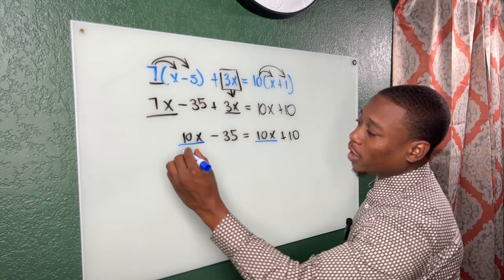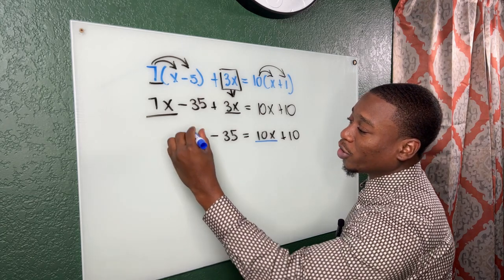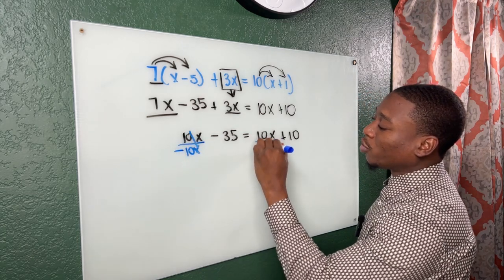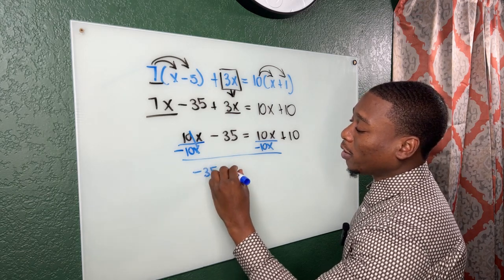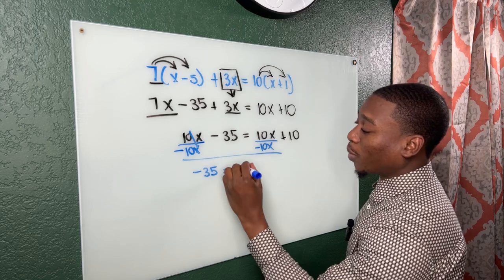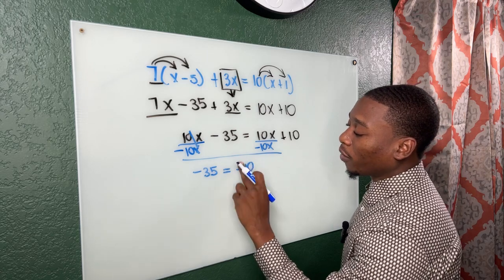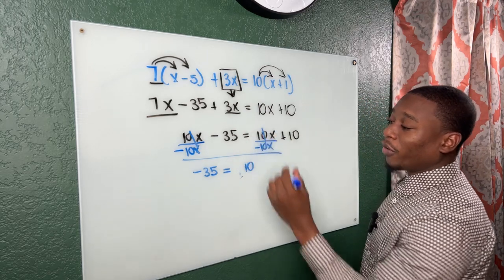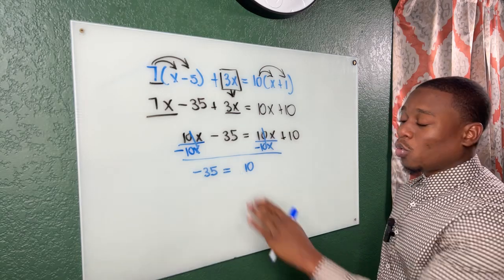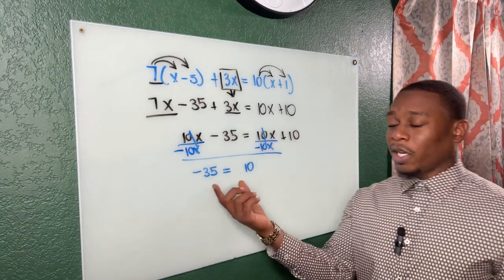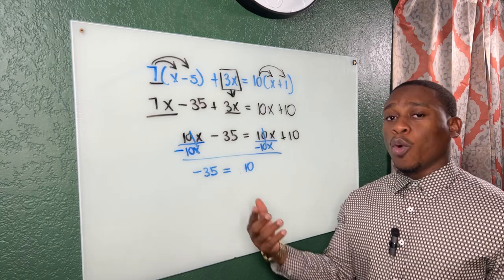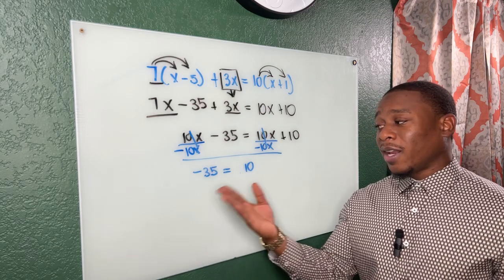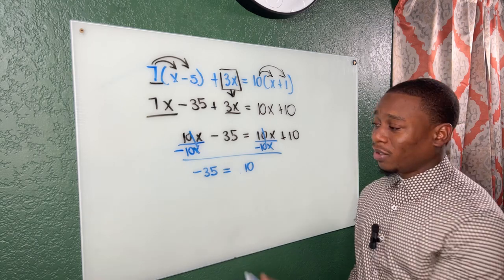So let's say at this step we combine our x's. Subtract 10x here, subtract 10x here. We have negative 35 is equal to just positive 10, right? Because our variables canceled out. So what does this mean when we get here and there's no variable, but we have two constants? One is saying that negative 35 is equal to 10.